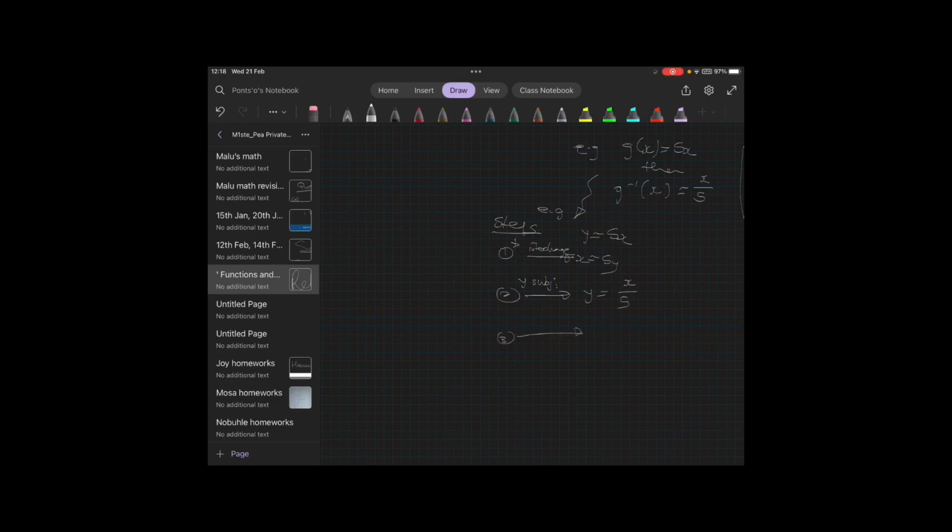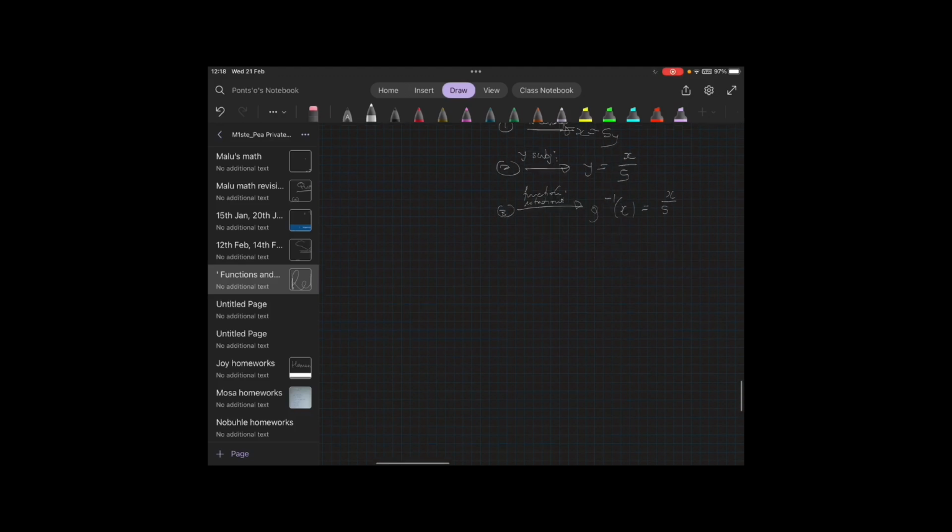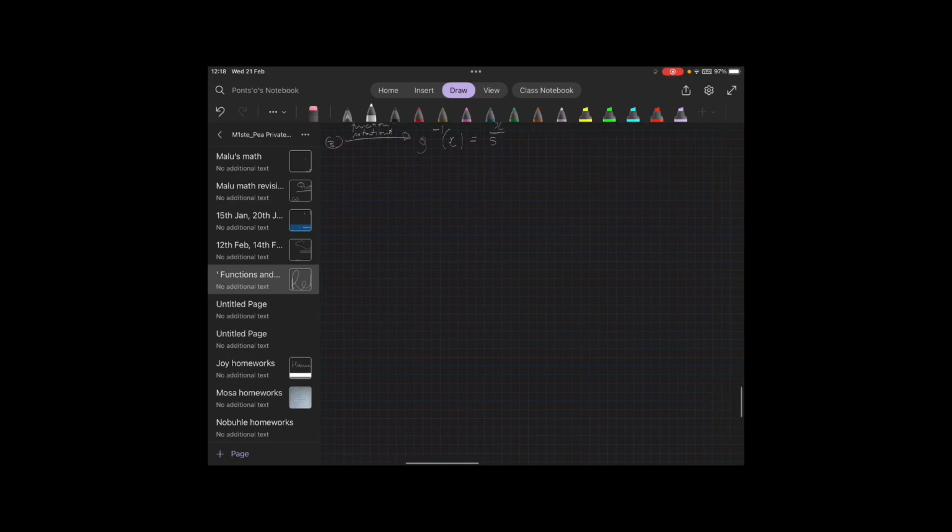And then the third step is what? How do we do function notation? That'd be f of -1 of x equals x over 5. Oh, my bad. It's supposed to be g. G for Jesus. You don't remember that one? No. For Jesus. Okay.